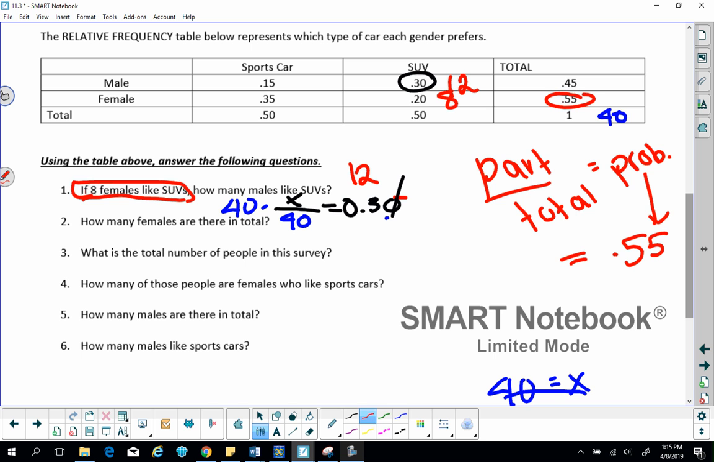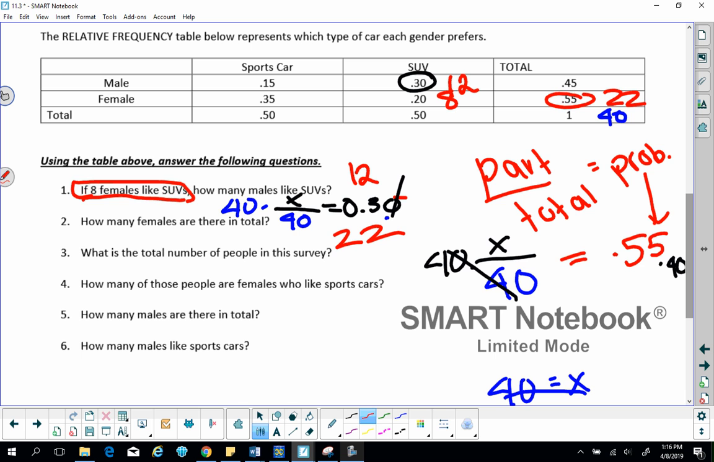What's the total? We already found the total. It's 40. And I need to find what that part is. How do I get x by itself? 40 on both sides. Yes. Do you see? You're basically doing the same thing each time. We're always just multiplying the total by the decimal. What's 0.55 times 40? 22.